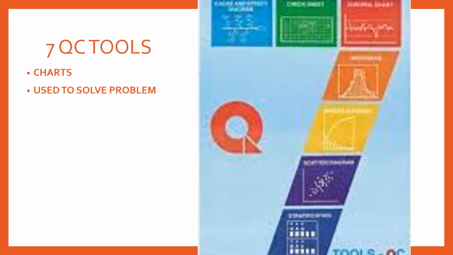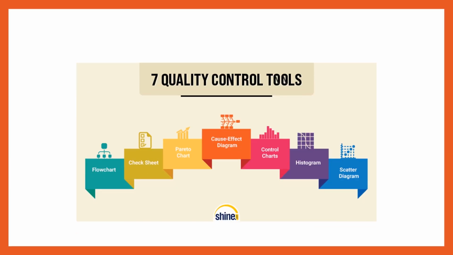Now, when you are talking about QC tools, as I already mentioned, there may be charts. Those charts will be used to solve the problem. It is a pictorial representation basically, and by seeing that pictorial representation, one can really understand which way the production goes, which way the defect goes, and where to pinpoint and solve the problem. So that is the 7 quality control tools.